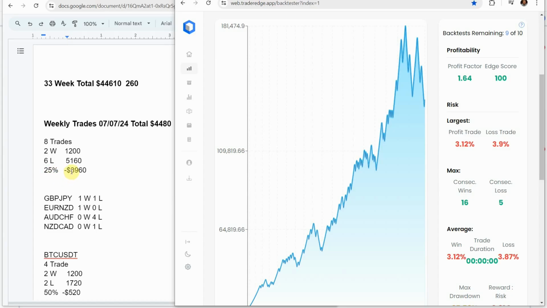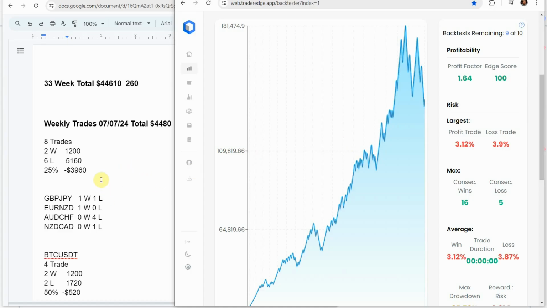Would have been a drawdown of $3,960. On the crypto coin, we had 4 trades, 2 winning, 2 losing. A 50% win rate would have been a drawdown of $520. For the week, we would have been down $4,480. At the 33-week total, we would have been up $44,610 over 260 trades. You can see more stats on the strategy here and the growth of the equity there.